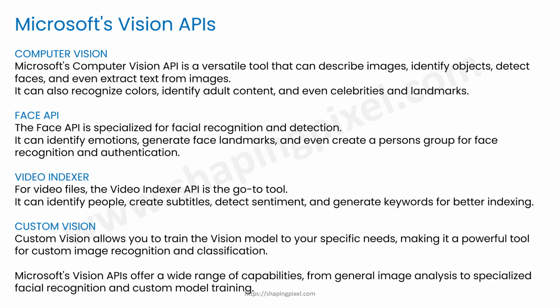For video files, the Video Indexer API is the go-to tool. It can identify people, create subtitles, detect sentiment, and generate keywords for better indexing. Custom Vision allows you to train the vision model to your specific needs, making it a powerful tool for custom image recognition and classification. Microsoft's Vision APIs offer a wide range of capabilities from general image analysis to specialized facial recognition and custom model training.